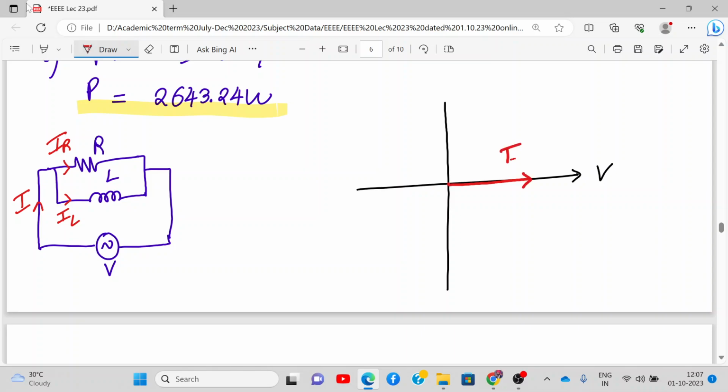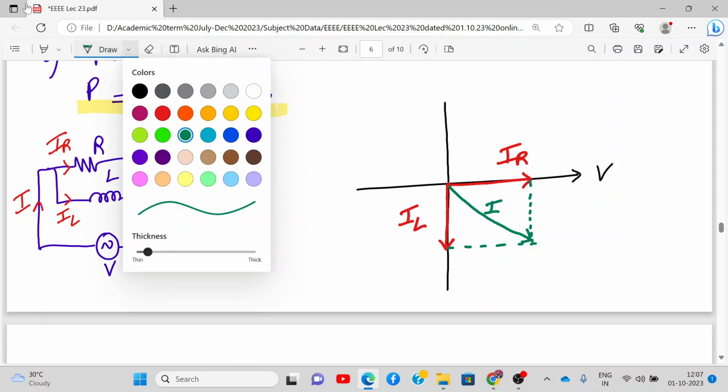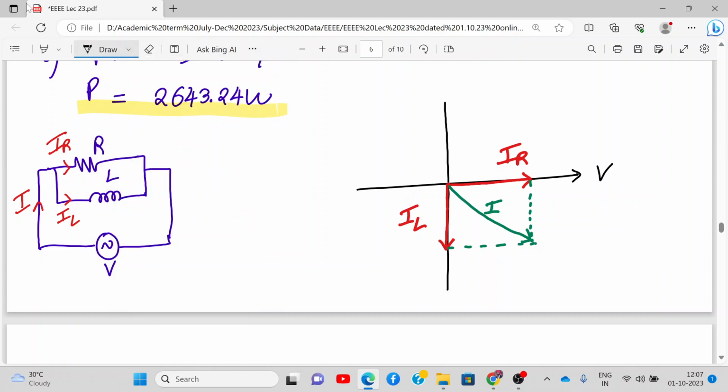So this is IR. What about the inductor? Inductive current lags behind by 90 degrees if it is a pure inductor. So this is IL. Now where will I draw the total I? The resultant sum, right? So I'll take this dotted line where they are meeting. This is my I. Are you understanding? And this is my phase angle between V and I. So this is the phasor diagram.